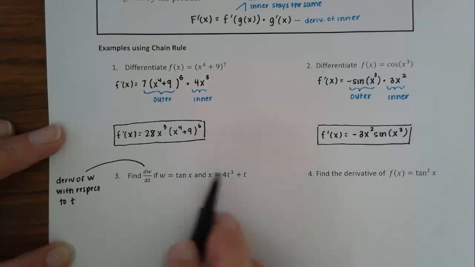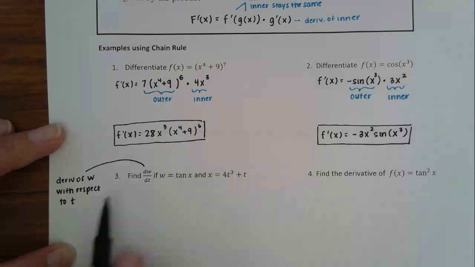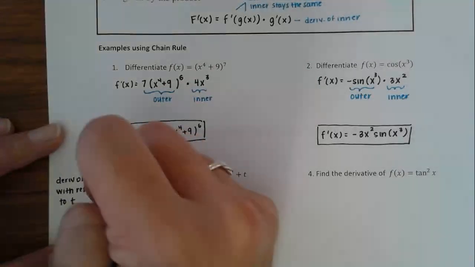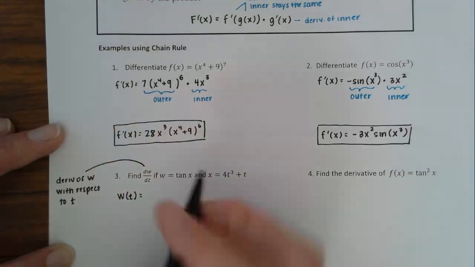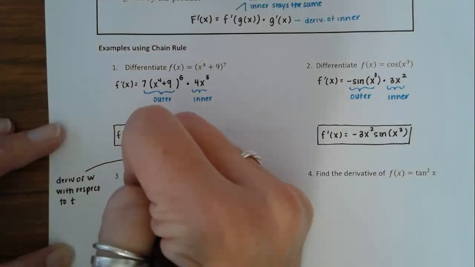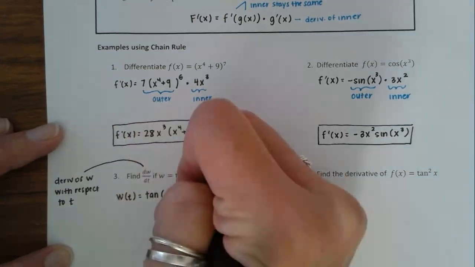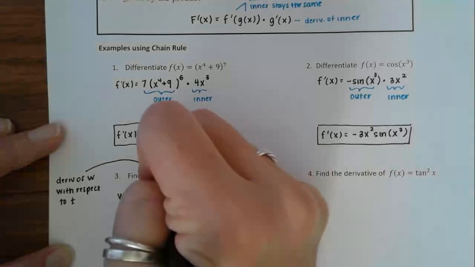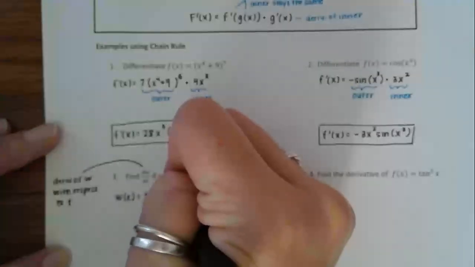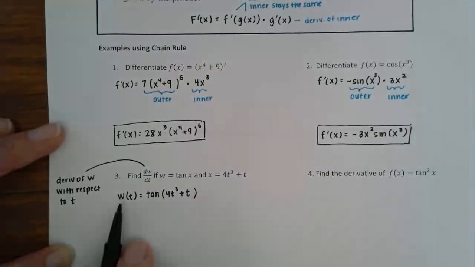So what we actually have to do is form a composite function first. I need to get a function of w with respect to t. So what I'm looking for is a w of t. Well, my w function is tan of x, but I know what x is equal to. x is equal to 4t cubed plus t. So my composite function, w of t, would be tan of 4t cubed plus t. And I want to find the derivative of this.